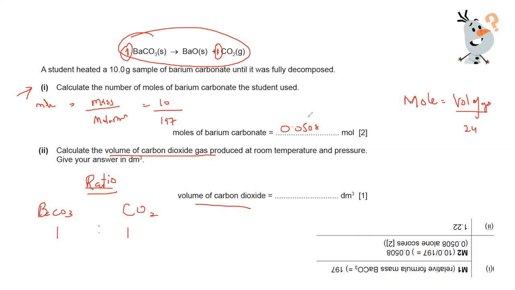But in the question, how many moles of barium carbonate are there? How many moles did we work out for barium carbonate? That is 0.0508. Then how many moles of carbon dioxide will be there? It will be X. So we cross multiply. When we cross multiply, 1 multiplied by X is X, and 1 multiplied by 0.0508 will give us 0.0508. So these are the moles of carbon dioxide.